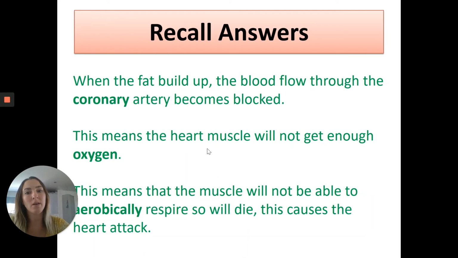Okay, so the answers. So you should have written, when the fat builds up, the blood flow through the coronary artery becomes blocked. So change coronary. This means the heart muscle will not get enough oxygen, so not carbon dioxide. This means that the muscle will not be able to aerobically respire, so will die. This causes the heart attack. So it's aerobically, it's with oxygen, not anaerobically.